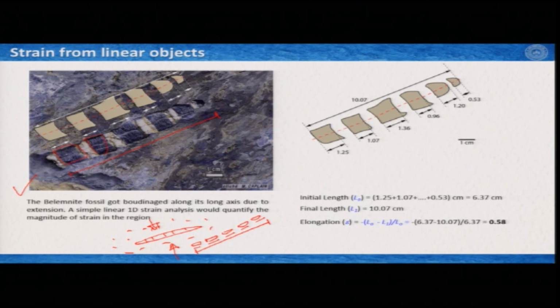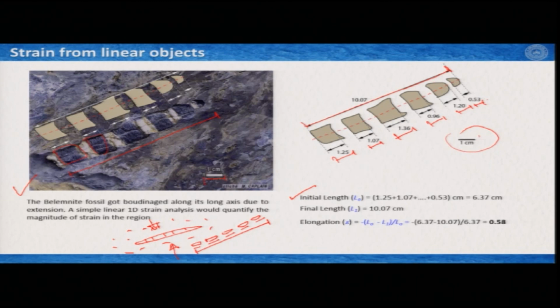You also need a scale, or you can do some relative measurements as well. In this image the photographer has given a scale, and using it I can figure out the length of each individual bouding, or individual segment, of this belemnite. If I add them together, I get the initial length, and the way they are disposed, including the gaps in between, gives my final length.